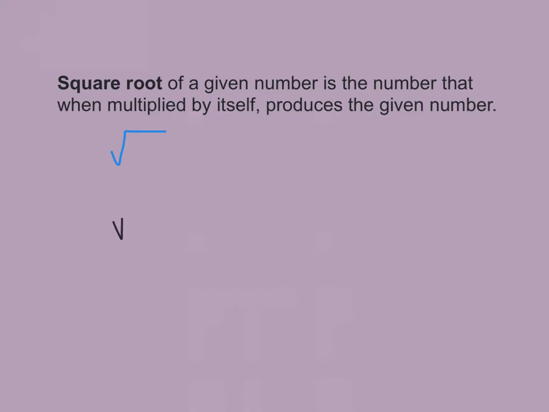Also, finding the square root of a number is the opposite of squaring a number. So for example, if we wanted to find the square root of 16, we would have to work out what same number multiplied by the same number will give me 16. Well, I know my times tables, so I know that 4 multiplied by 4 is going to give me 16. So therefore, 4 is the square root of 16.